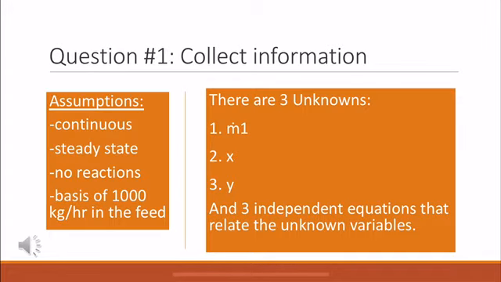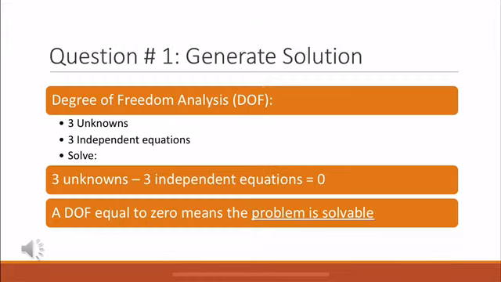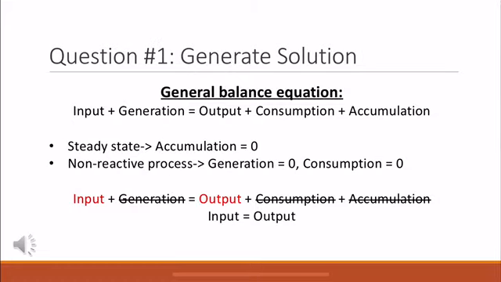So next we're going to collect information using what was given to us. Our assumptions show that this problem is continuous, steady state with no reactions, and they tell us there is a basis of 1,000 kilograms per hour in the feed. There are three unknowns, which I talked about before: the rate and the weight percents. And then we have three independent equations that relate the unknown variables. So now we're going to find the degrees of freedom. We have three unknowns, subtract three independent equations, and we get 0. A degree of freedom equal to 0 means that the problem is solvable.